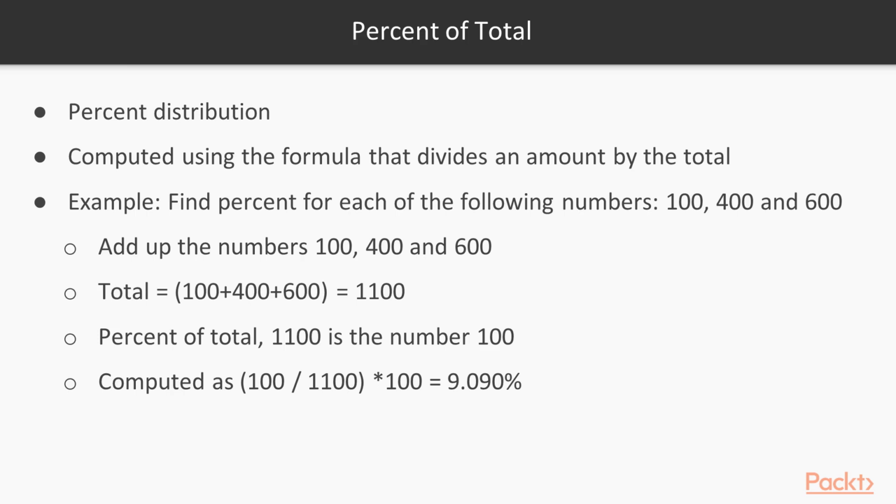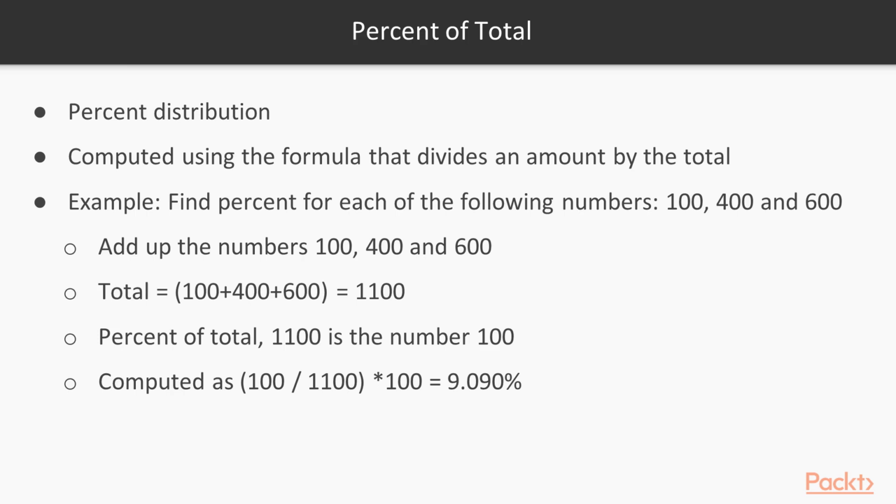Percent of total is also called as percent distribution. It is computed using the formula that divides an amount by the total. Example, to find percent of total for each of the following numbers 100, 400 and 600. First determine the total by adding up the numbers 100, 400 and 600. And the total is 1100.